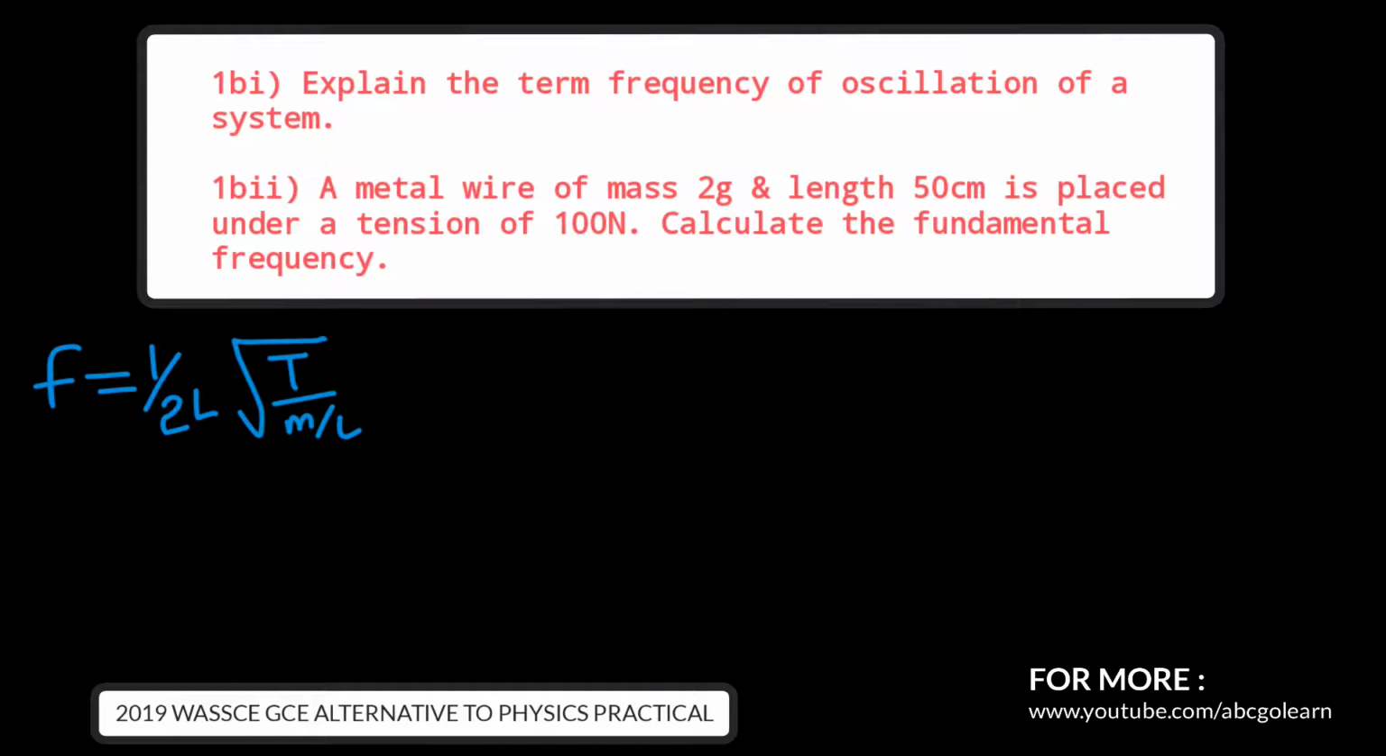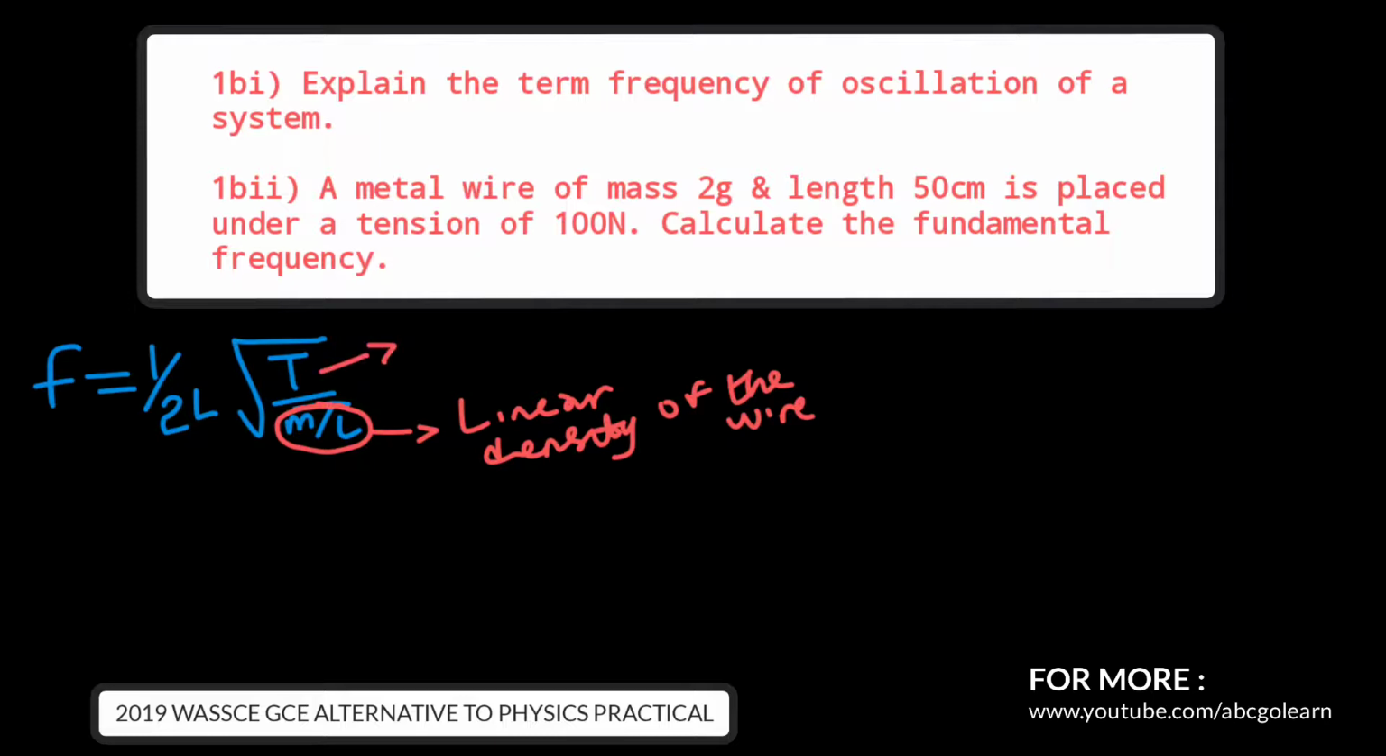But just note that all these things that you can see here, I want to define them too. This M over L means the linear density of the wire. Do you understand? And what of T? T equals the tension. It is the tension in the wire.